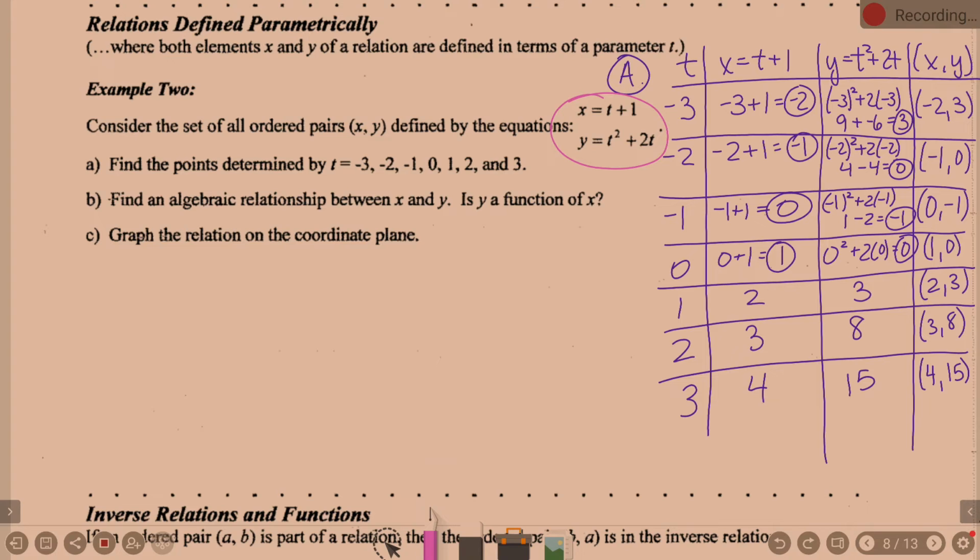Part B. I'm going to go over here for part B. I don't need quite as much distance up and down now. Find an algebraic relationship between x and y, and is y a function of x? Algebraic relationship. I'm looking for an equation. What is the equation that relates x and y? In other words, I want an equation that has x and y, but no t.